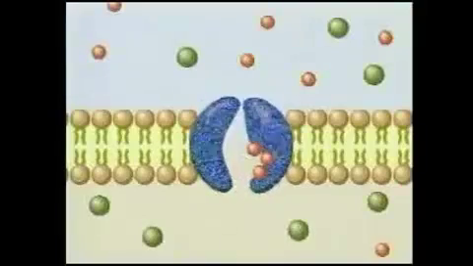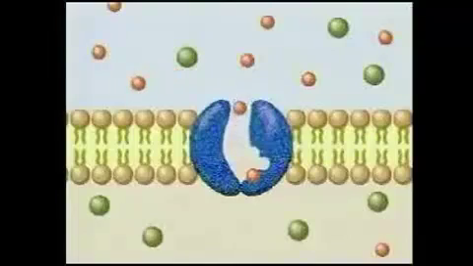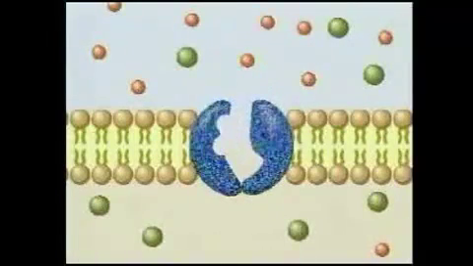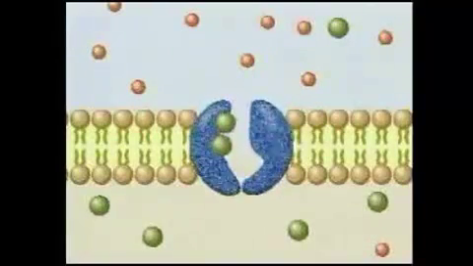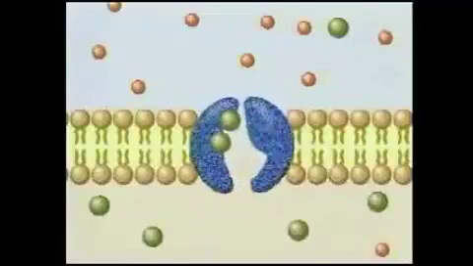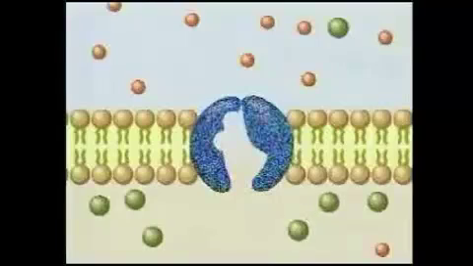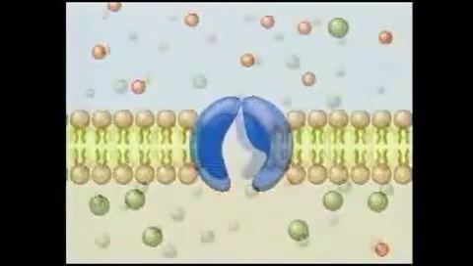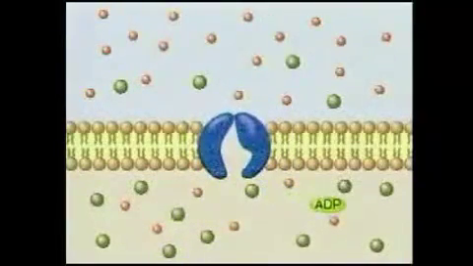The binding of the sodium ion causes another change in the shape of the protein, and the sodium ions are released outside the cell. The protein can now bind potassium ions. When the potassium ions bind, the protein again changes its shape and the potassium ions are released into the cell. In order for the cycle to be repeated, another ATP is needed for the sodium-potassium pump.